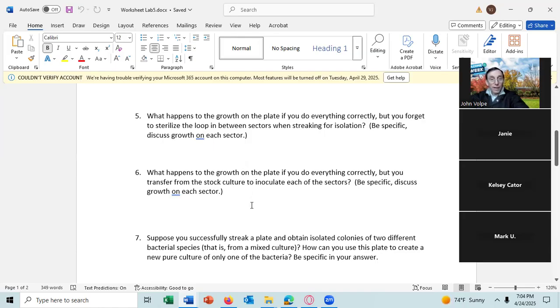Question 6. What happens to the growth on the plate if you do everything correctly, but you transfer from stock culture to inoculate each of the sectors on the plate? Once again, be specific, discussing the growth on each sector of the plate. And let me warn you that students often get questions 5 and 6 wrong the first time, but the majority of students get question 5 and 6 correct on the second time.